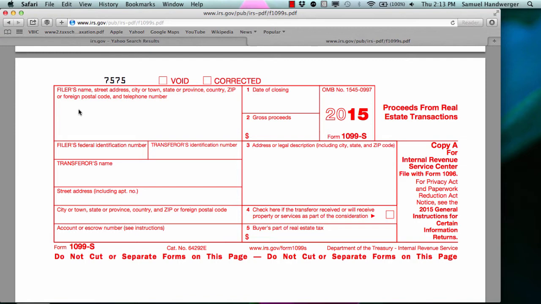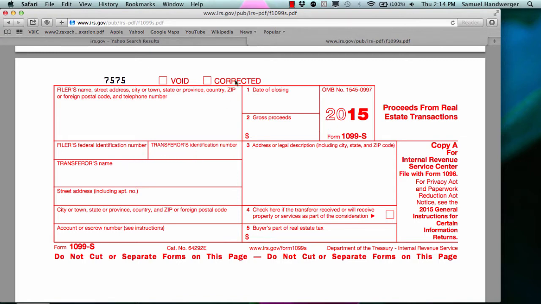And so it becomes the duty of the settlement agent or the title company or the lawyer, if a lawyer is handling it, to file this form describing when the property closed, meaning the date of sale, what was the gross proceeds, what was the address of the property here, and the information of the transferor. And all 1099s, the recipient, as here, will have their identification number.